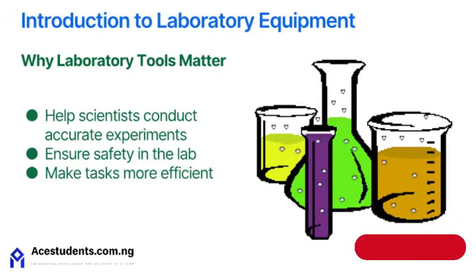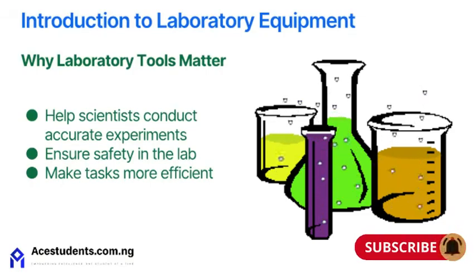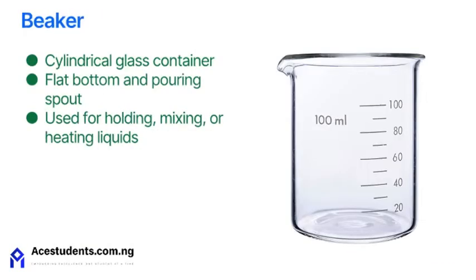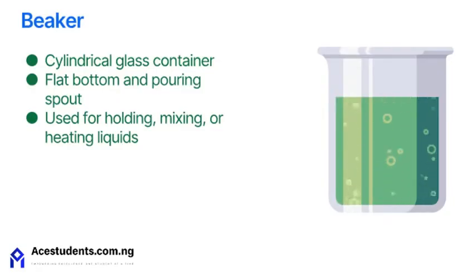Let's take a look at some common laboratory apparatus and their uses. First is a beaker. A beaker is a basic lab container with a flat base and a small spout. It is used for holding, mixing, and gently heating liquids.